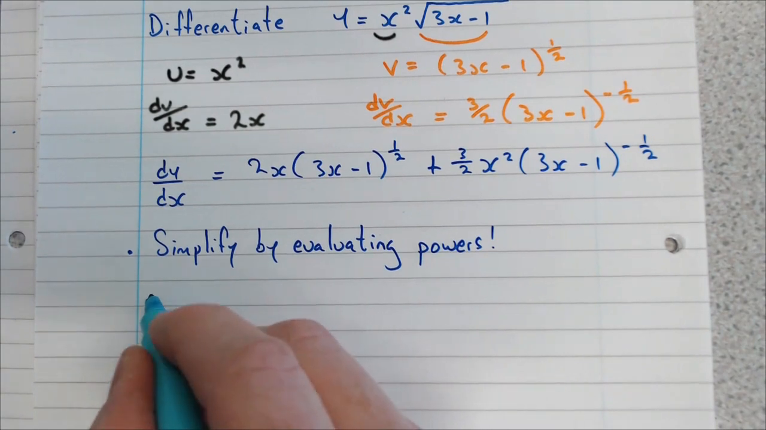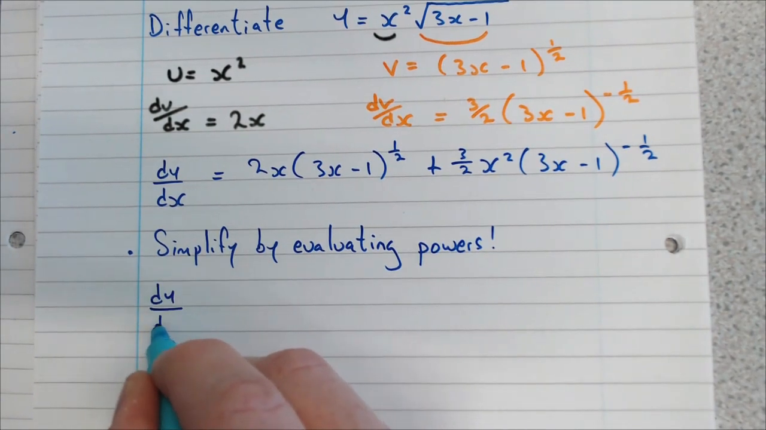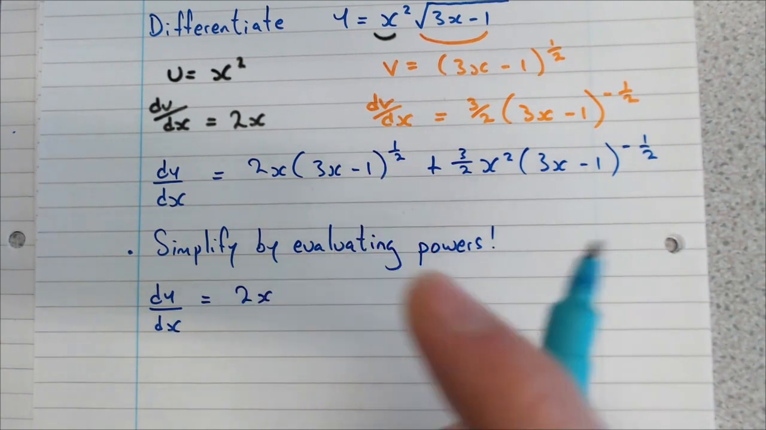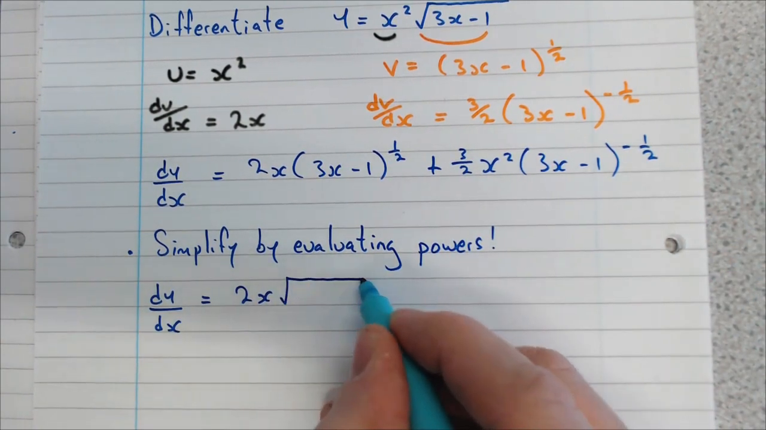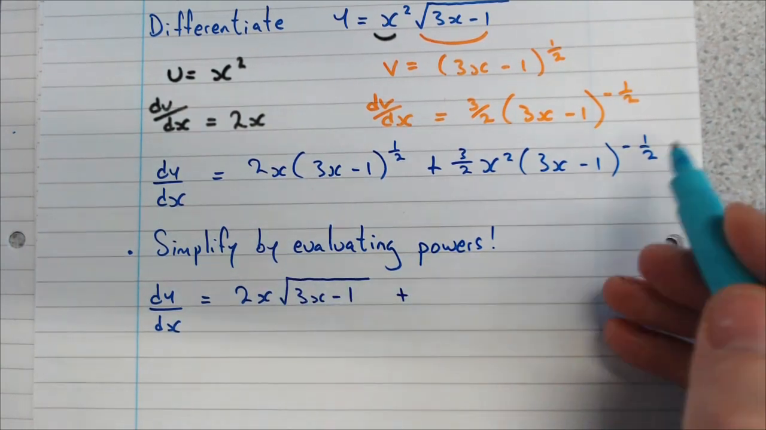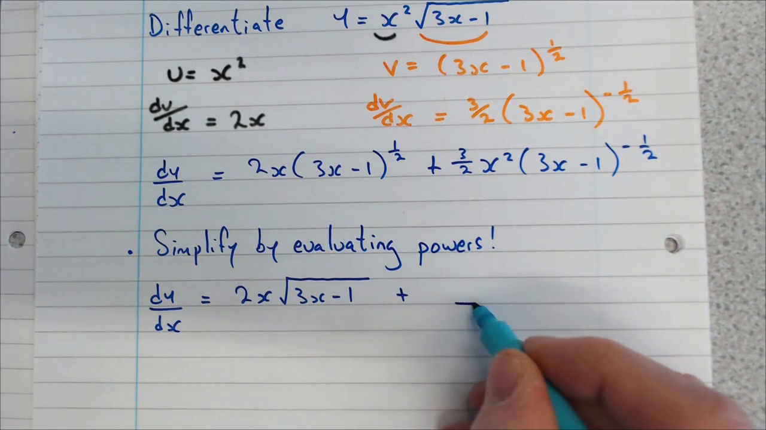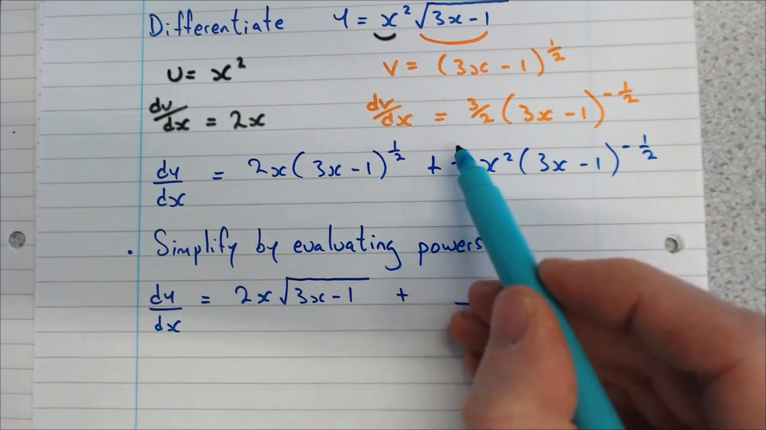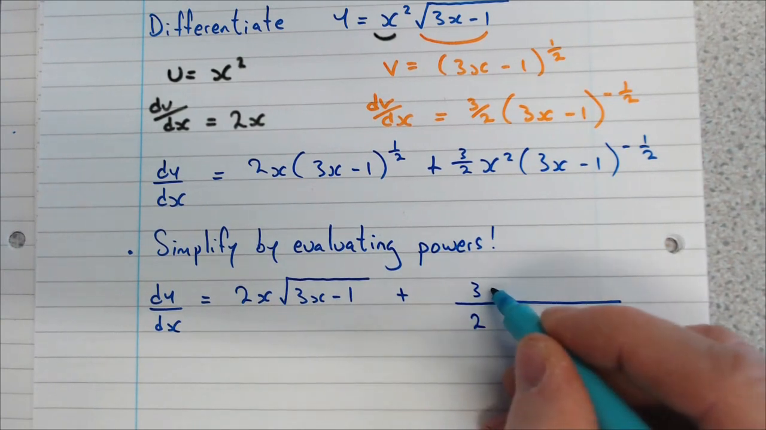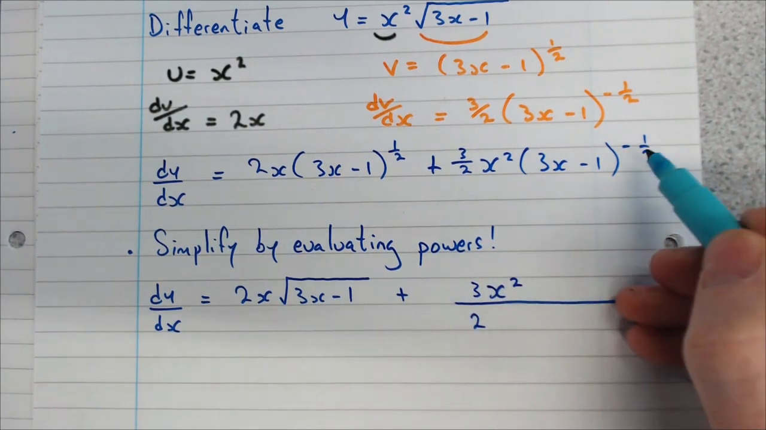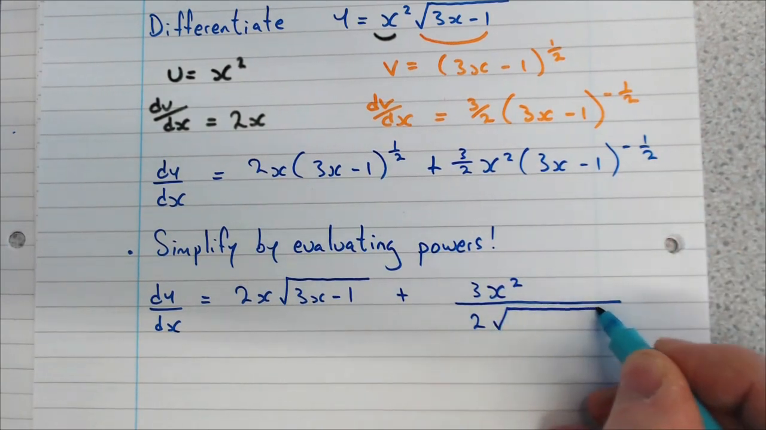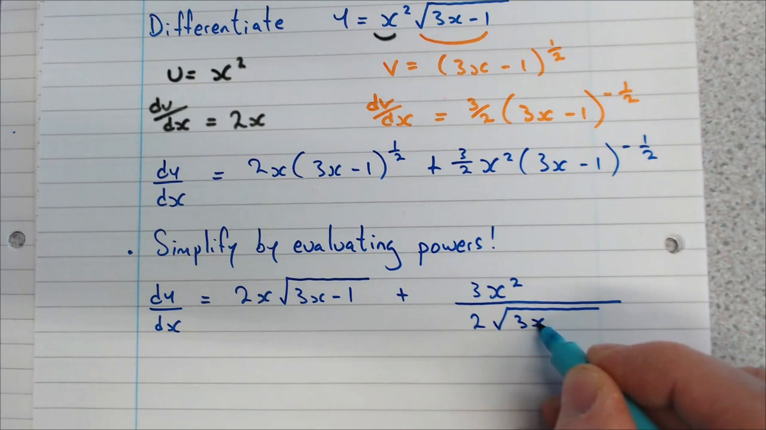So in this case, dy/dx is still going to be 2x times (3x - 1) to the power of a half, but the power of a half means it's a square root. So it's 2x times the square root of 3x - 1. The next one is very similar. Minus a half means it's going to be a fraction. A negative power means a fraction. 3 over 2, x squared on top. This whole bit is on the bottom, the square root of 3x - 1.